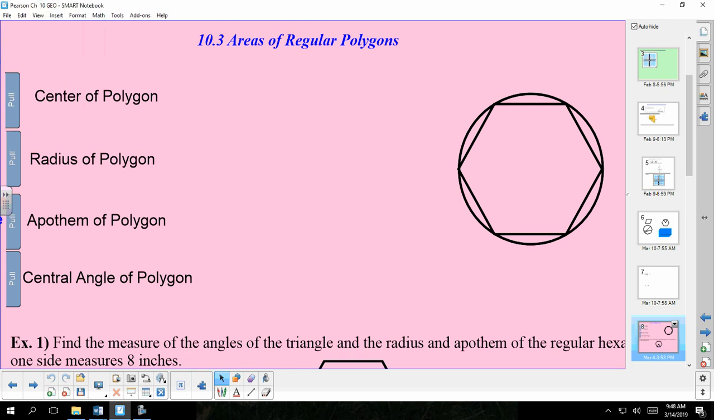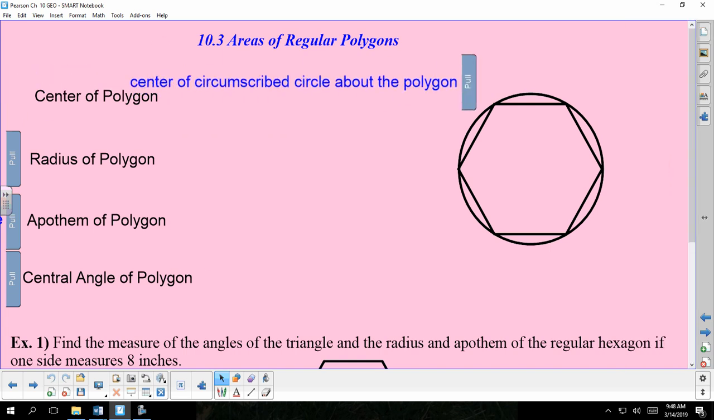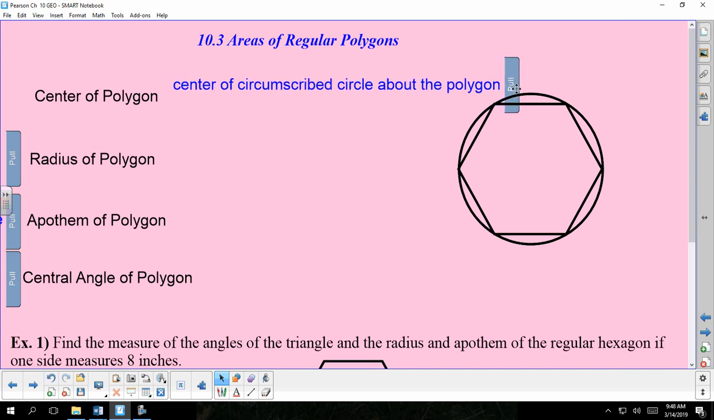The center of our polygon is the center of the circle that is circumscribed about the polygon. So the center of the circumscribed circle about the polygon. Right. So right here. Okay, here's our center. Center of that circle.